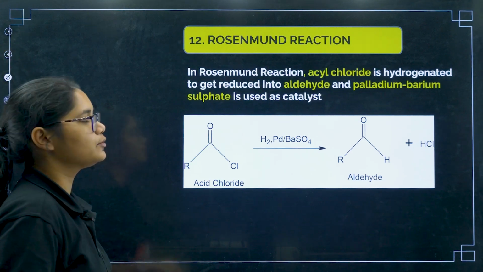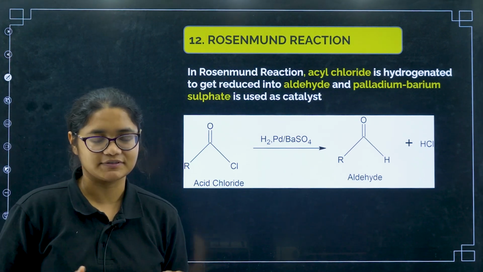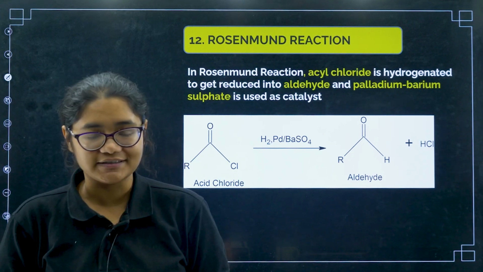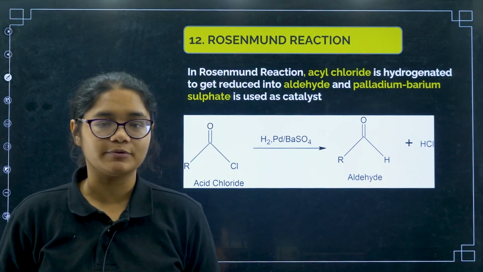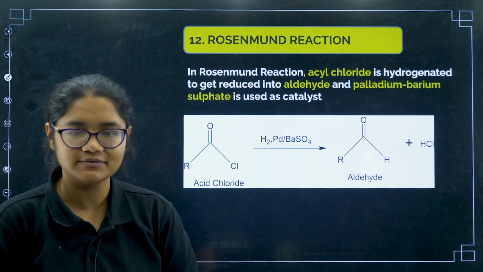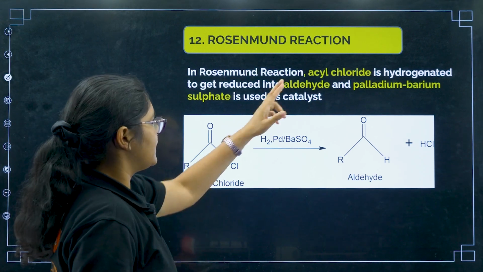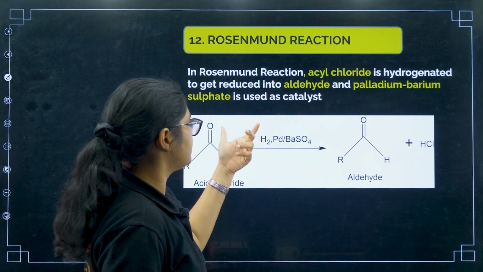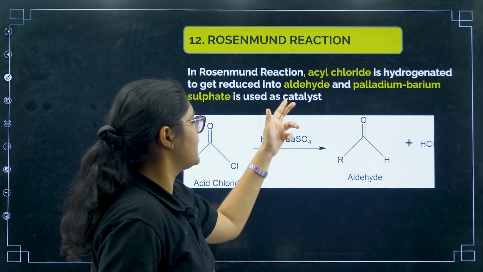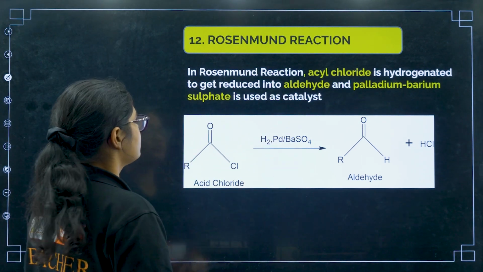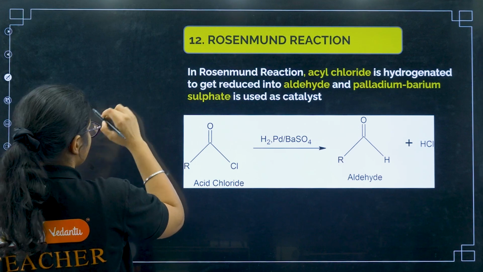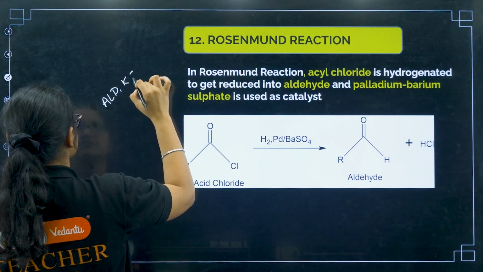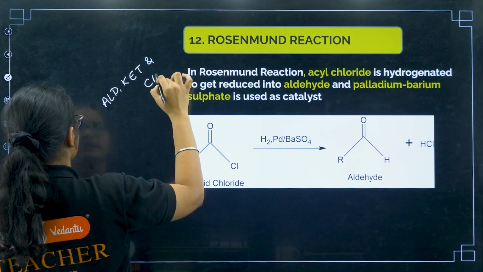Okay, next is your Rosenmund reaction. R, we have Rosenmund reaction. So in Rosenmund reaction, what happens? Acyl chlorides are converted to aldehydes in the presence of H2, palladium and barium sulfate. So you have to simply write acyl chloride is hydrogenated to get aldehyde in the presence of hydrogen, palladium and barium sulfate. Rosenmund reaction is from the aldehydes chapter, aldehydes, ketones and carboxylic acids.